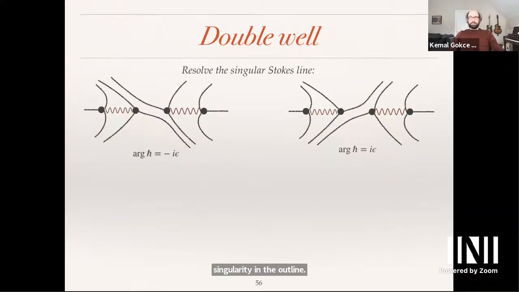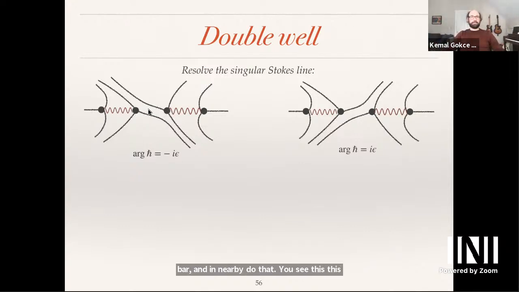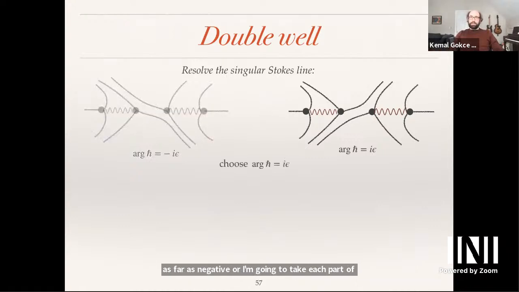Okay, we can resolve this ambiguity by giving a small imaginary part to h bar. Indeed, if I do that, you see this line that connects the two turning points splits, but it splits in different ways if the argument of h bar is negative or if the argument of h bar is positive. The geometry is different, but in each case, it's Borel summable. So let me start with the argument of h bar positive.